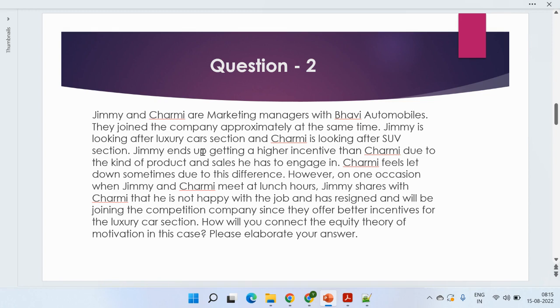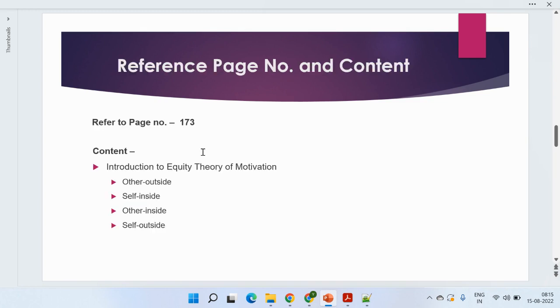Right. So here, they have talked about two persons. One is Jimmy, and the second one is Charmy. One is looking after the SUV section. The second one is looking after the luxury section. Both are taking care of different sections, and one is not happy, one is happy, but the other one is joining a competitive company providing better incentives. So we just need to give a brief about the equity theory of motivation.